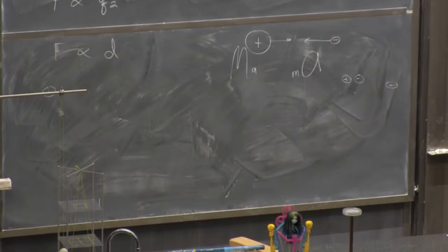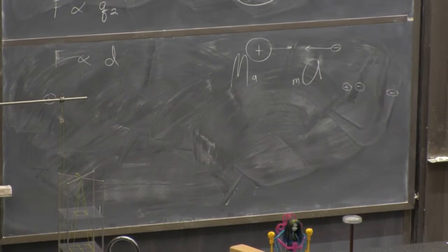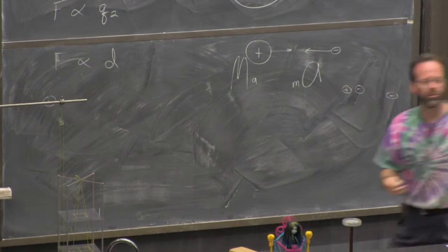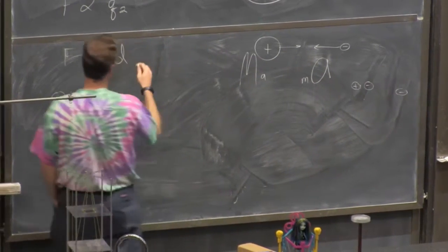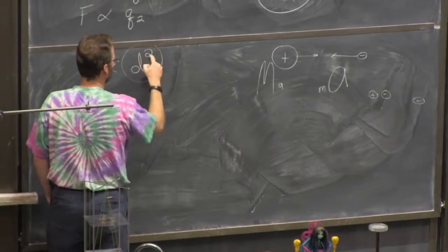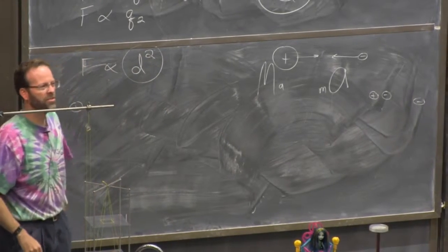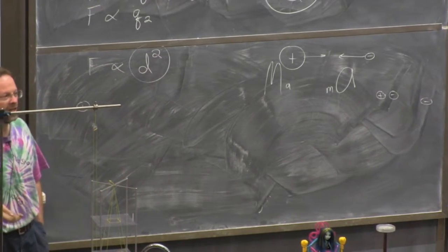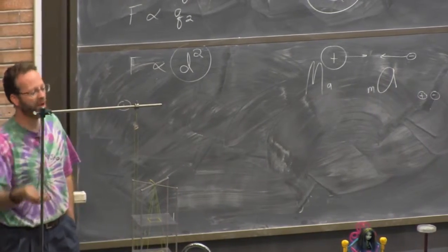Yeah, the closer you are together, the stronger the force. So it's proportional, and it actually works out to be what we call an inverse square law. It's proportional to one over the distance squared, similar to kinetic energy, 1/2 mv squared.